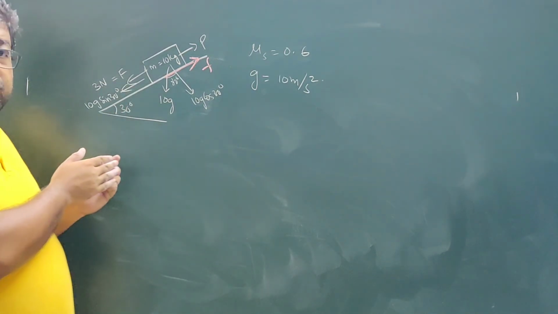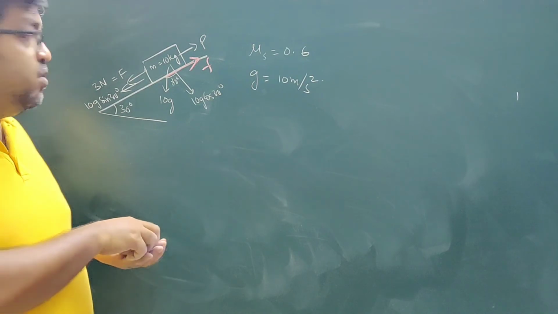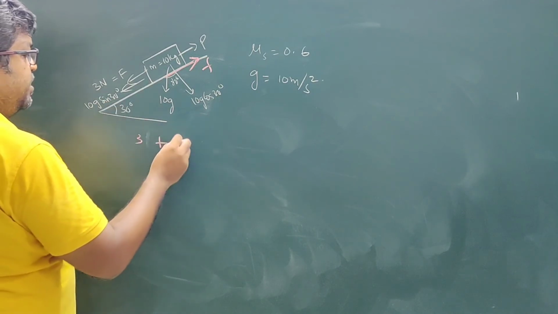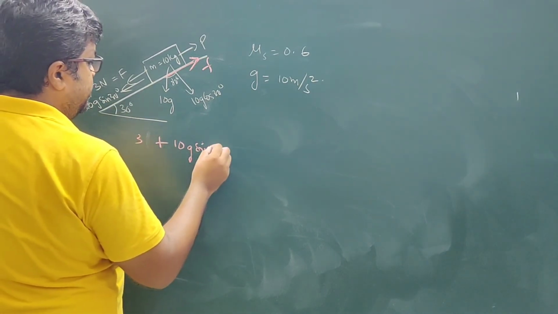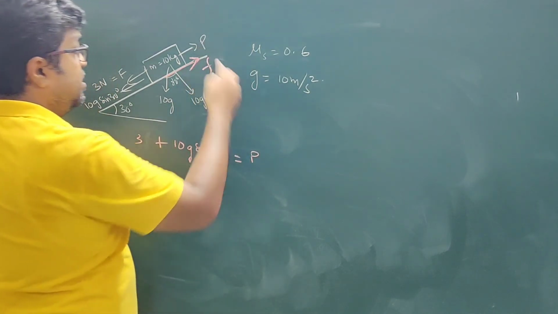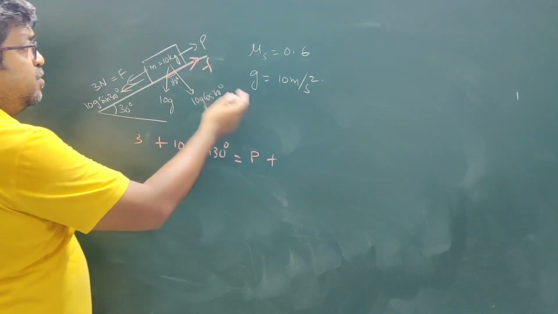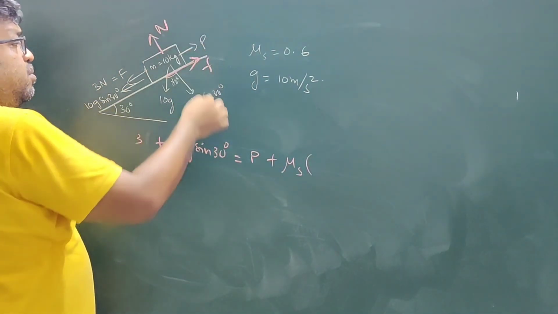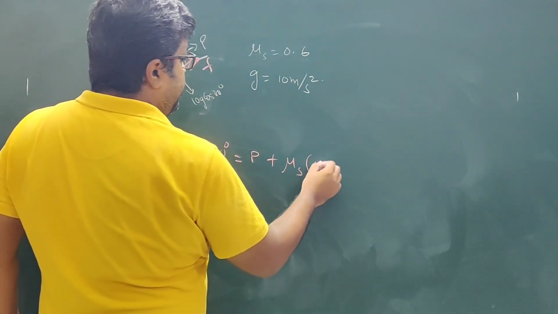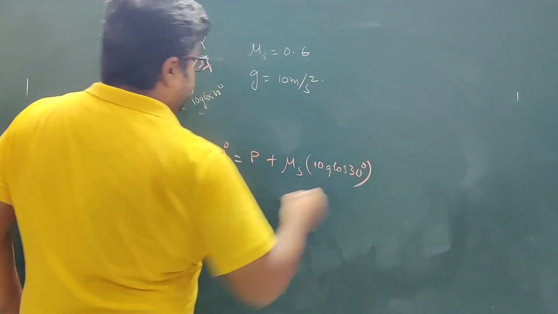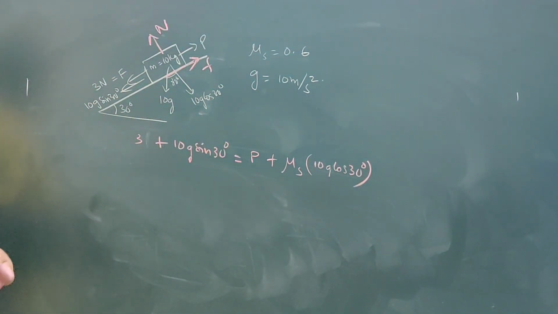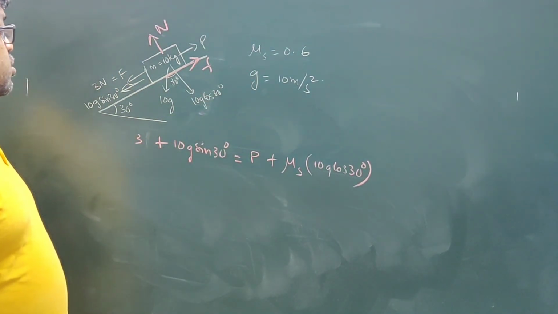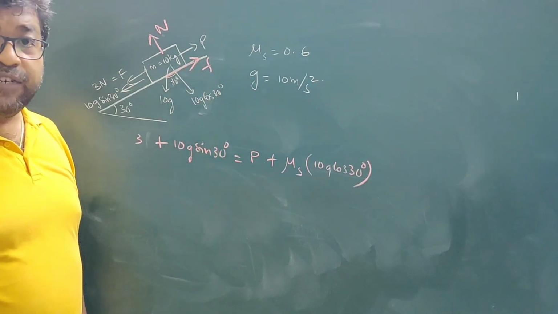Since it is not moving in the downward direction, total upward force is equal to total downward force. The downward force is this 3 Newton plus 10g sin 30 degrees, which is equal to P plus the friction force. And how much is the friction force? Mu s times the normal reaction, and the normal reaction will be equal to 10g cos 30 degrees. This is the condition for the block to remain stationary, so that the block does not move downward. That is why I have marked friction in the upward direction.